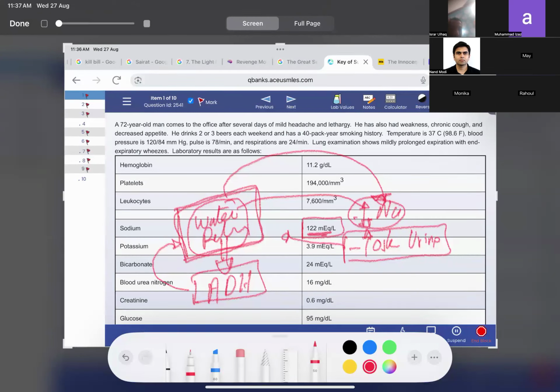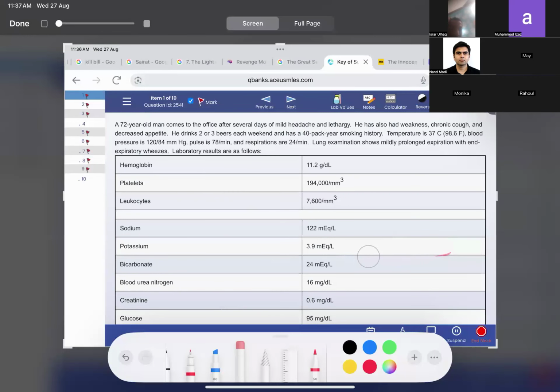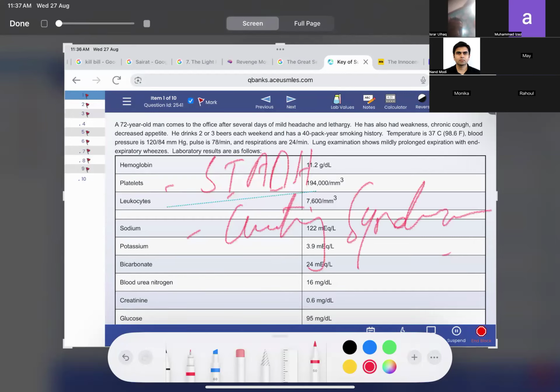So basically, the scenario is typically like this. I have told you the differential of small cell carcinoma. Whenever a small cell carcinoma question comes up in your stem, there will be SIADH or Cushing's syndrome-like features present. Have you got the point? This is small cell carcinoma.